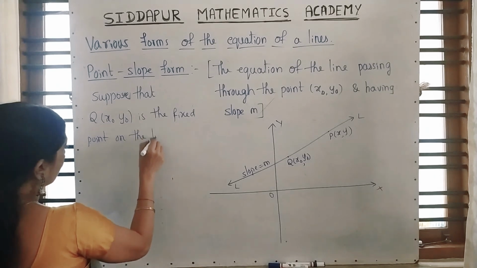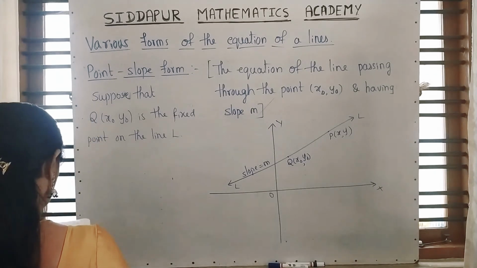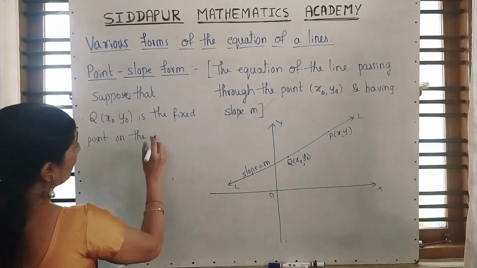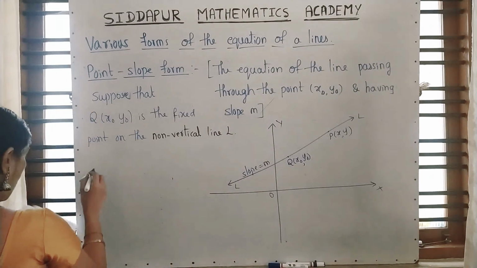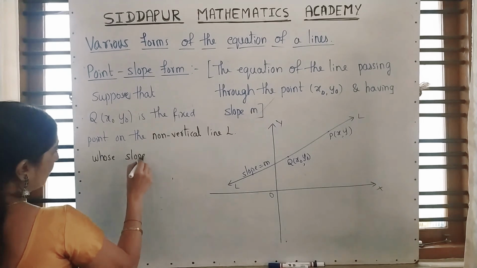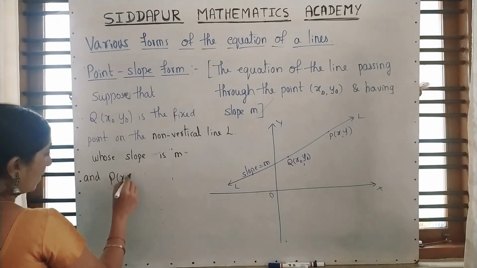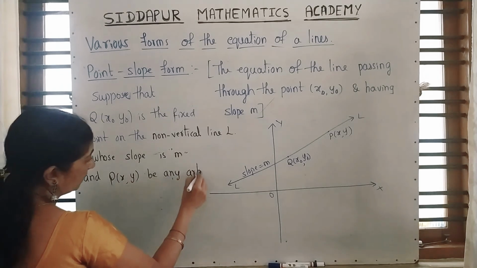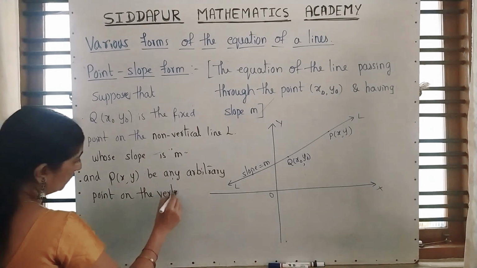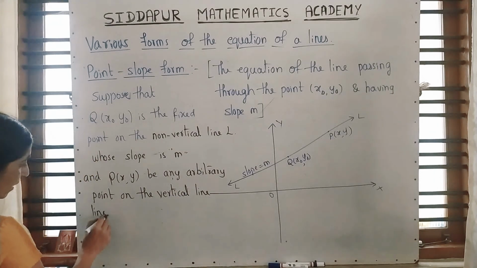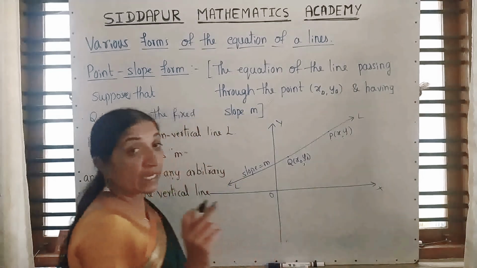Let P(x1, y1) be an arbitrary point on the non-vertical line L whose slope is m, and let P(x, y) be any arbitrary point on the non-vertical line L. Once again, there is a line whose slope is m, Q(x naught, y naught) is a fixed point, and P(x, y) is any arbitrary point.